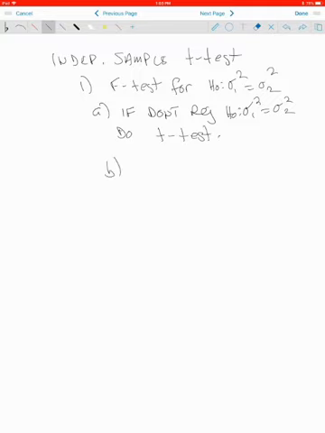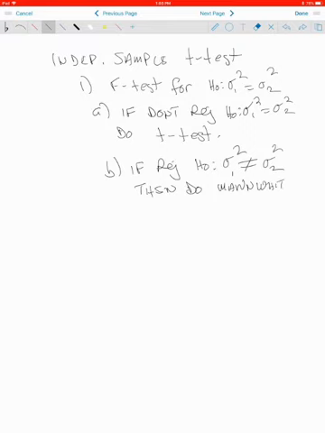If you do reject the null hypothesis, in other words, if the variances are indeed different, you have evidence they are different, then you're going to do Mann-Whitney. So unless I say otherwise, when you have data for an independent sample t-test, you should always use this approach, unless I say don't test any assumptions.